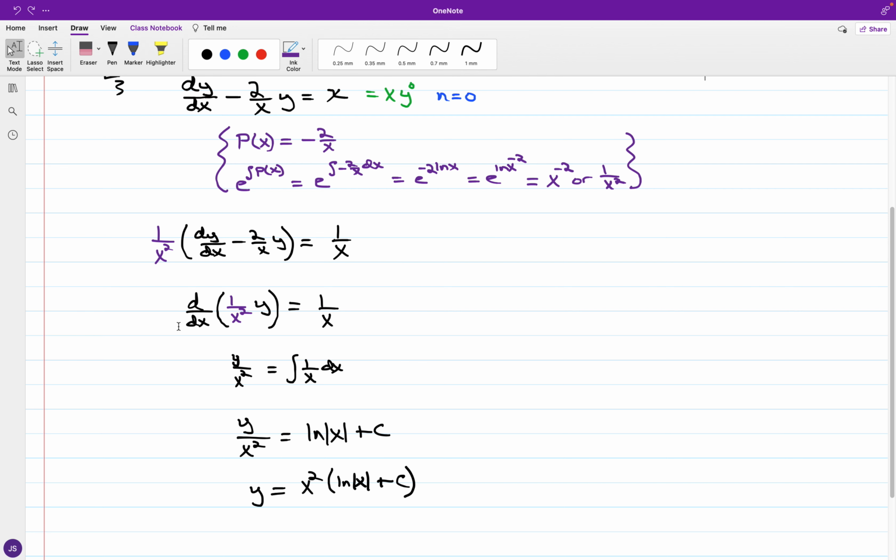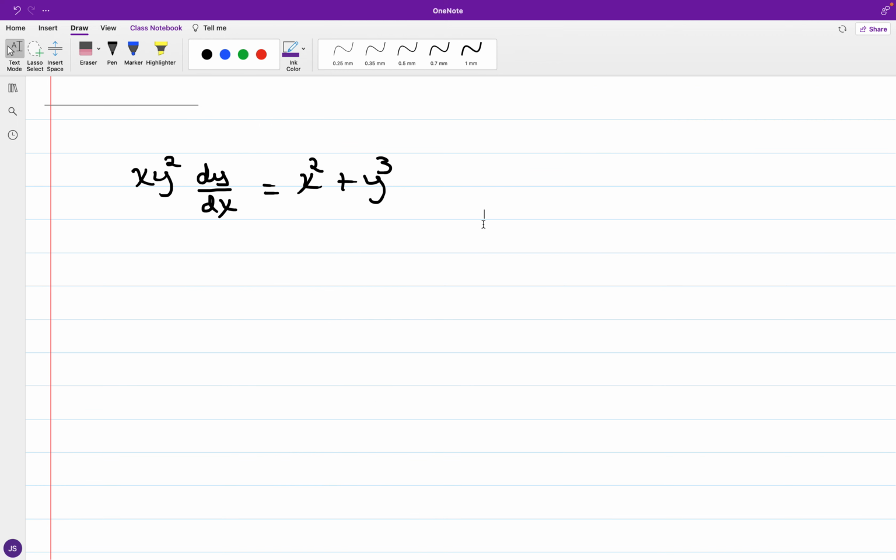And again, integrating over both sides. On the left-hand side, we had the differential dx switch over to the right hand side. On the left hand side we have 1 over x squared times y, or y over x squared, is equal to the integral of the reciprocal of x dx. And here we have y over x squared is equal to the natural logarithm of x followed by the constant. And for the general solution, we have that y is equal to x squared times the quantity of the natural logarithm of the absolute value of x, followed by the constant.